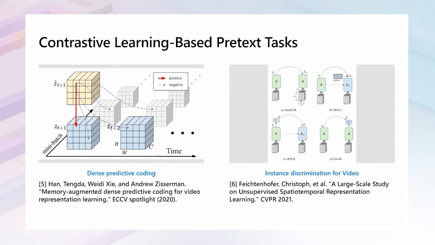In image pre-training, a dominant pretext task is called instance discrimination. 2 patches drawn from the same image are treated as positive samples, and patches from different images are negative samples. Recently, some researchers applied this instance discrimination task to video pre-training and achieved pretty good results.